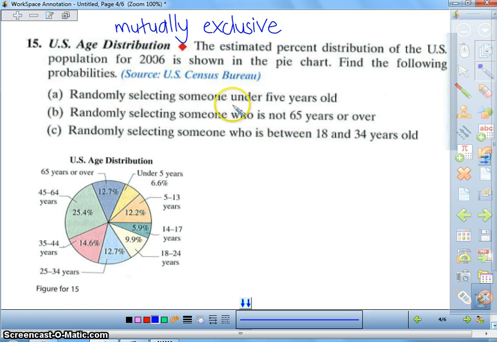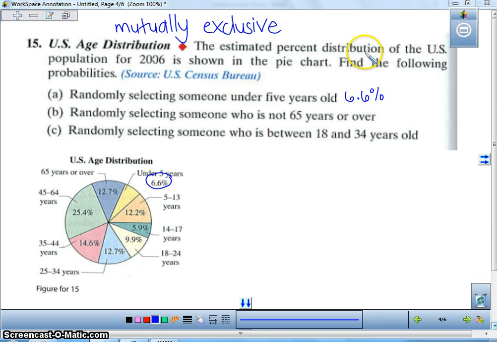Part A says randomly select someone under 5 years old. That's right here on the chart. So that is 6.6%. And typically we give these probabilities as decimals. So 6.6%, we would answer 0.066. We move the decimal place 2 places to the right to divide that by 100 and make the percent be a decimal.